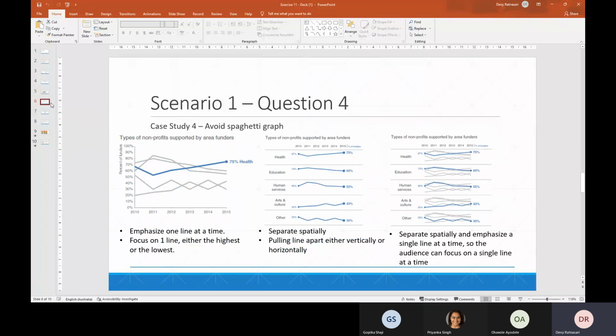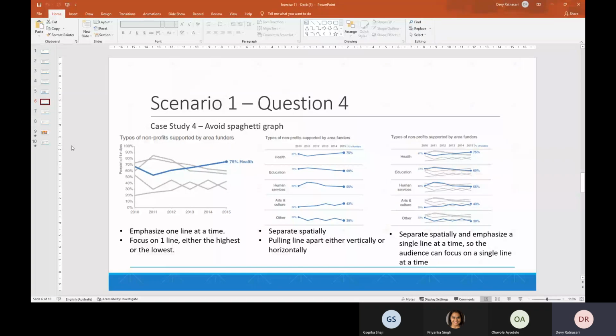For case study 4, we will avoid a spaghetti graph, like a messy line chart. For this, what we can do, the first one is emphasize one line at a time, like the sample on the left side. So we focus on one line, either the highest or the lowest. For this example, we choose the highest in 2015, the health, which is 75%.